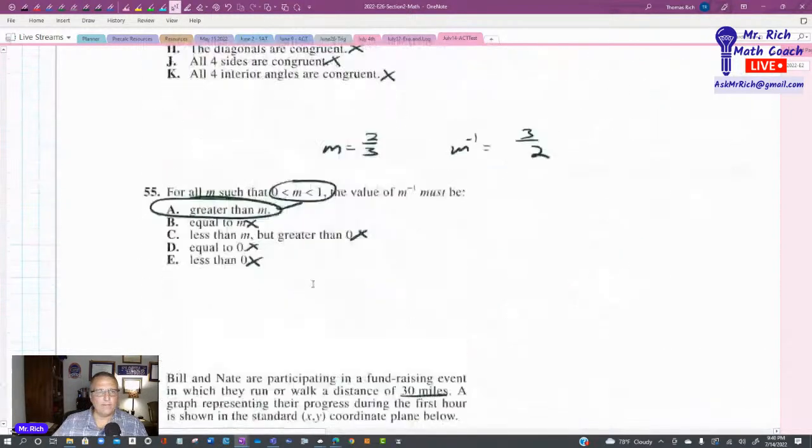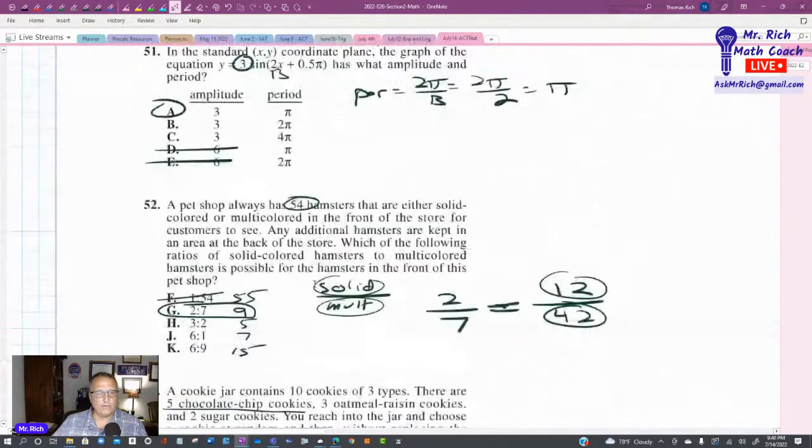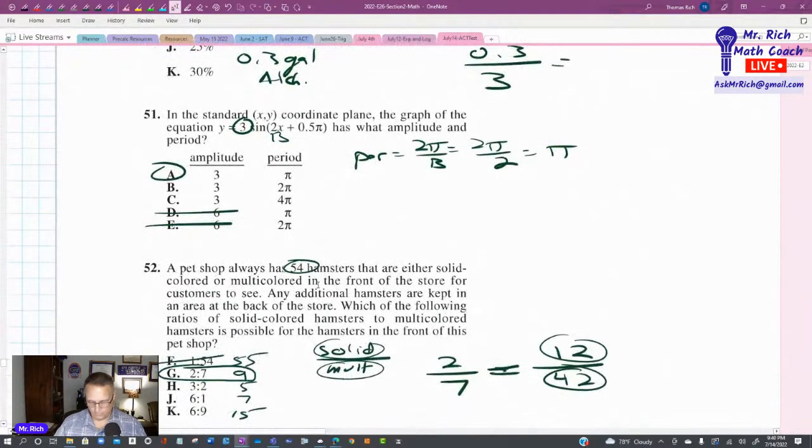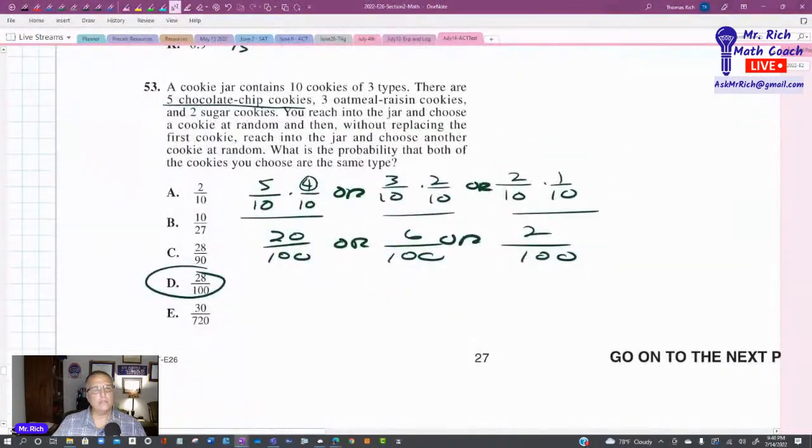Let's go back and grade it. I'm going to start back up at 51 and make sure we got these right. 51, A, G, and 53. They say it's C. Oh my gosh. 28 out of 90.